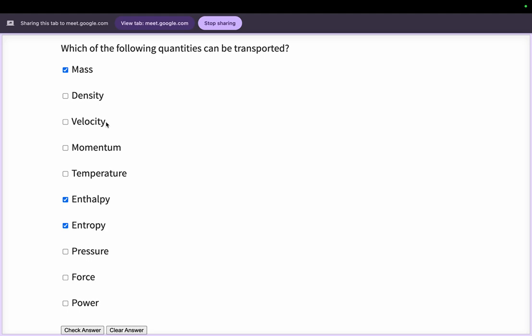But what about velocity or, say, momentum, or pressure, force, or power? We have a lot of other options as well.